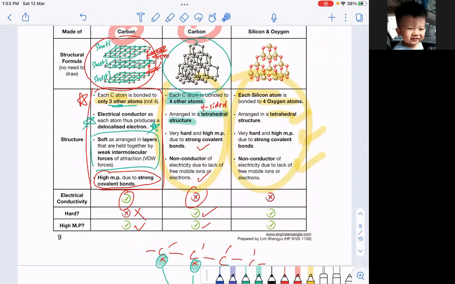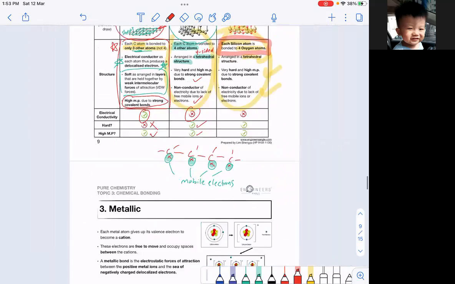So the only difference is here, the first sentence. Each silicon atom is attached to 4 oxygen atoms. Then the rest you can memorize and copy exactly the same. Okay, actually that's it already.